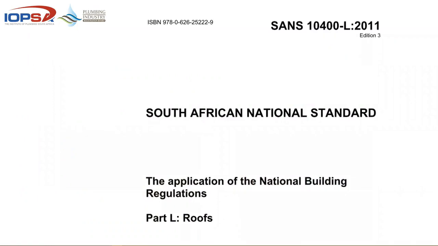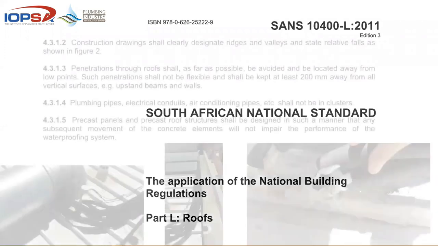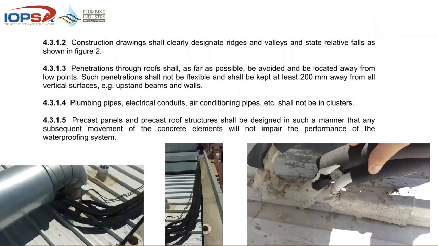Part L covers roofs. When I say roofs, everything pertaining to roofs with regards to size, flat roofs, concrete, etc. I'm just going to skip through to the bits that affect the plumbers. Construction drawings shall clearly designate ridges and valleys and state relative falls as shown. In other words, if you look at a building plan, it's a 2D drawing. There should be indications of where the valleys or the joints or the actual upstand column beams, etc. will be.